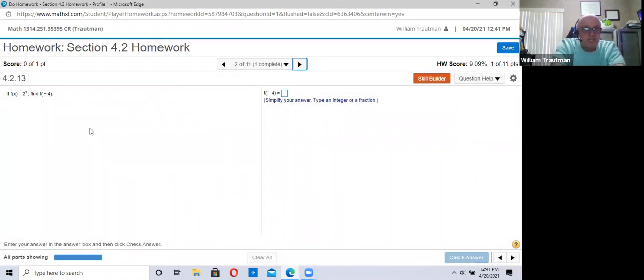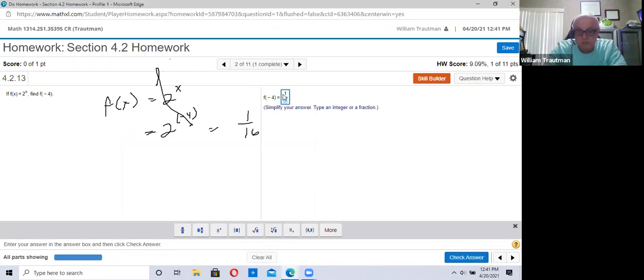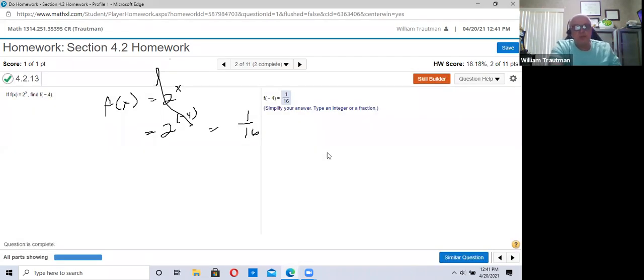Here you're just plugging -4 into the formula. The function is this, and we're plugging -4 into it. And when you do this on your calculator, you should get 1 over 16. 2 to the -4 power is 1 over 16. So make sure you're able to do these on your calculator.